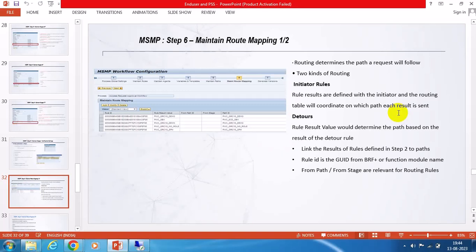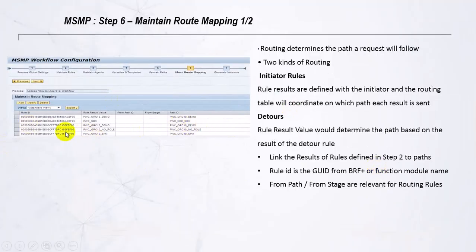If we consider any issues we will face in MSMP, this is the primary area where we need to look at whether our configuration is appropriate or not. Why? Because in the earlier stages, we create agents, paths, stages, and the respective steps. But in the maintain routing, we have to map the paths with the rule result value.